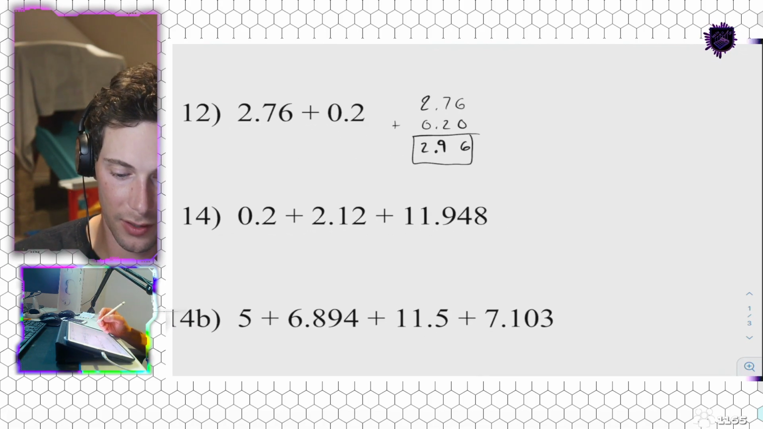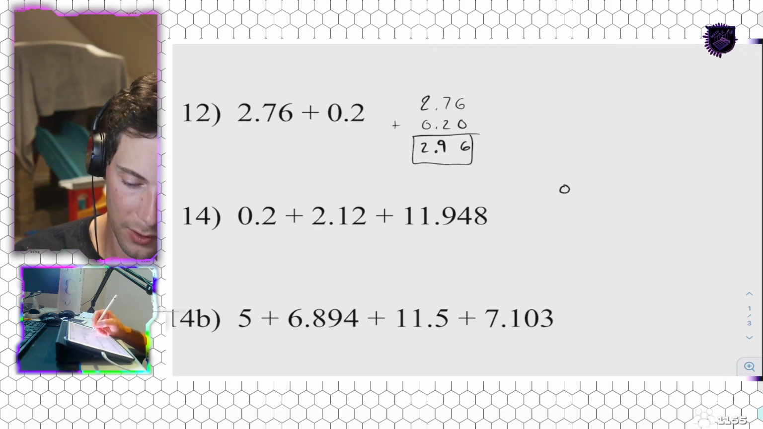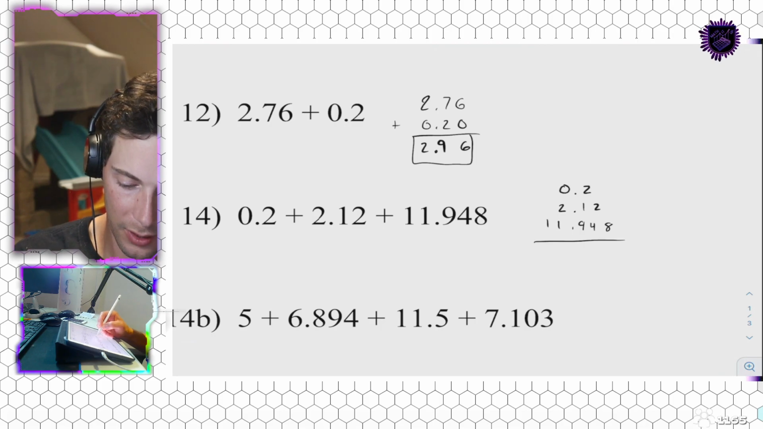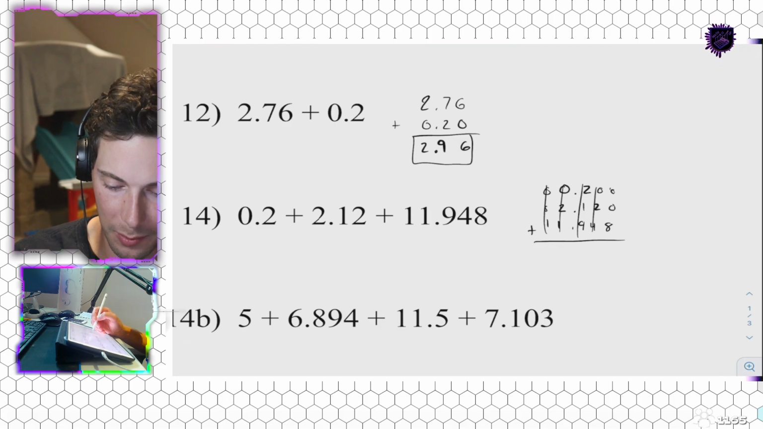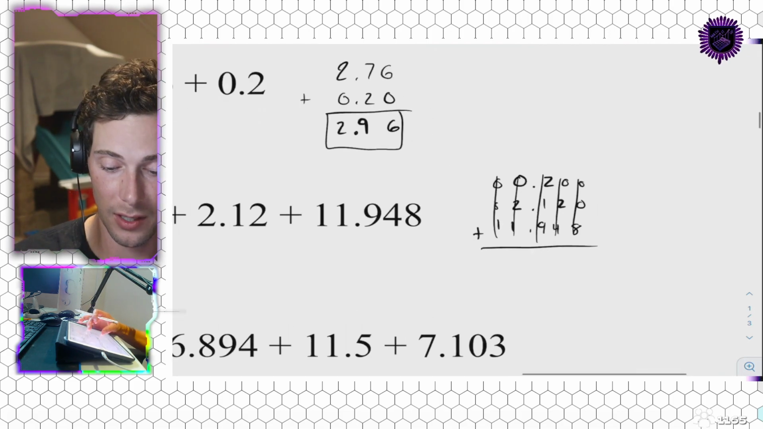Now, question 14 is going to be 0.2 plus 2.12 plus 11.948. Oh my goodness, what has happened here? So we can add some zeros. Now everything is like nicely lined up. 1, 2, 3. Look at all these place values. All these place values are so nicely lined up.